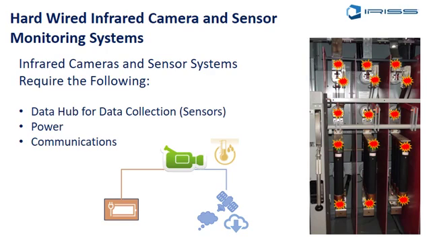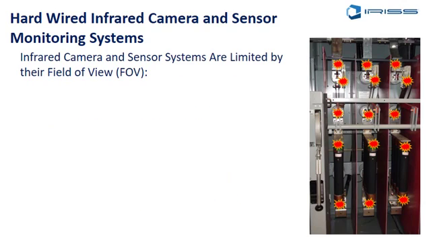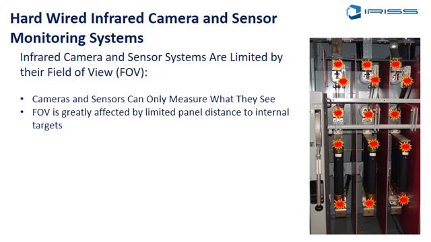Now the only issue really with the cameras or sensors is that, very similar to an infrared camera, they're limited by the field of view. The field of view is like a measurement cone that the camera or the sensor can see. So they can only measure what they can see, and field of view is affected greatly by the panel distance to internal targets, and also by internal connections or components. If you look at this drawing here, you can see that the phase dividers cause a physical barrier to what the camera or the sensor can see.